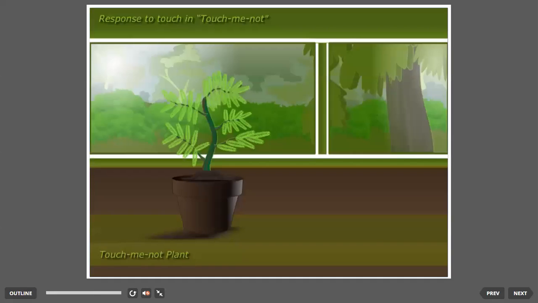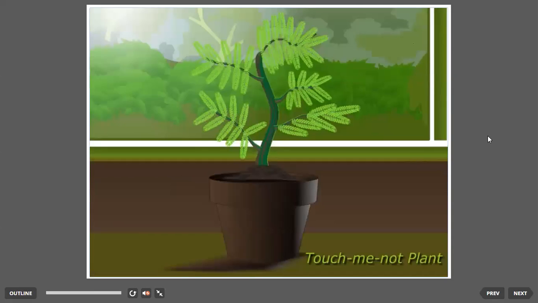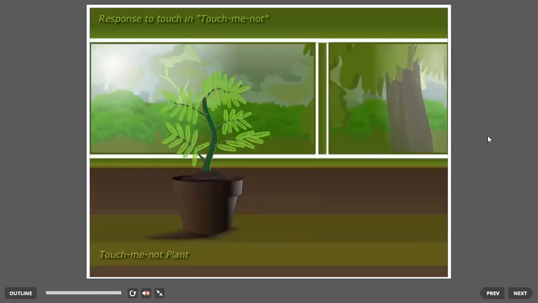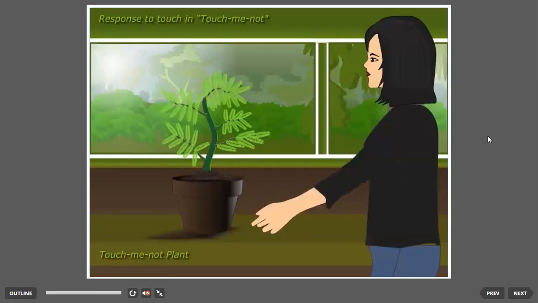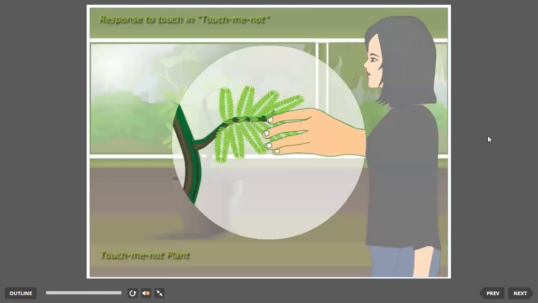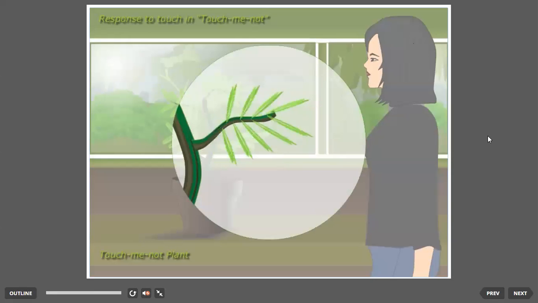Like all living organisms, plants too respond to changes in their environment. Here, the response has been shown in the touch-me-not plant. The plant is sensitive to touch, hence, when touched, it produces a response. During the response, the leaves get folded and then droop down.